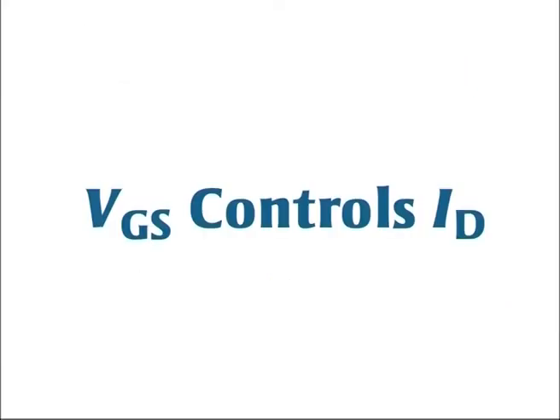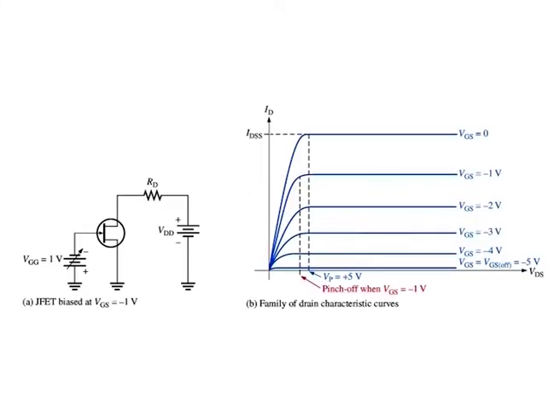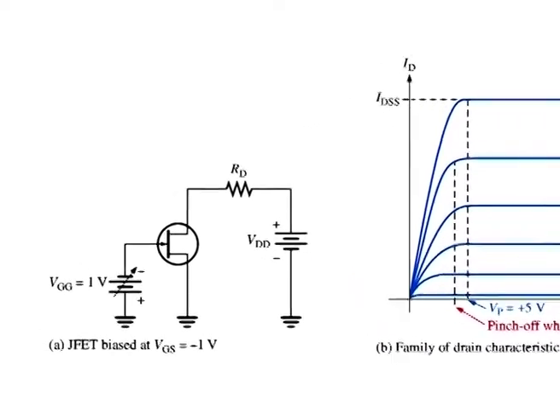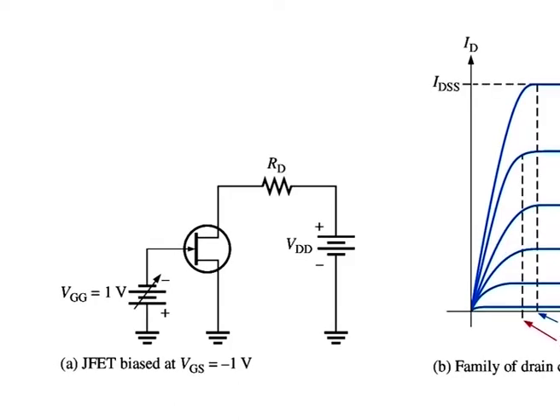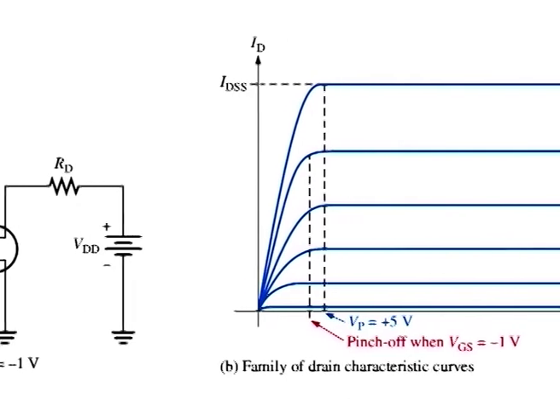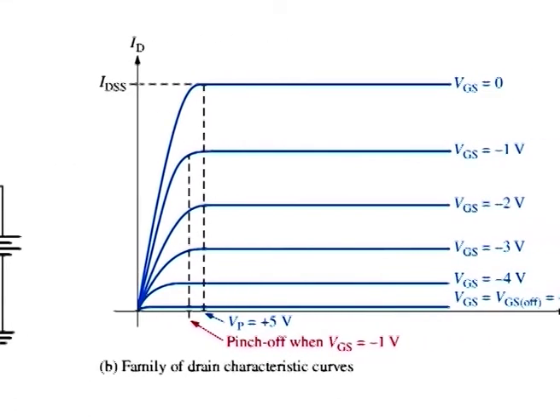VGS controls ID. Let us connect a bias voltage VGS from gate to source as shown in part A of the figure here. As VGS is assigned increasingly more negative values by adjusting VGG, a family of drain characteristic curves is produced as shown in part B of the figure.